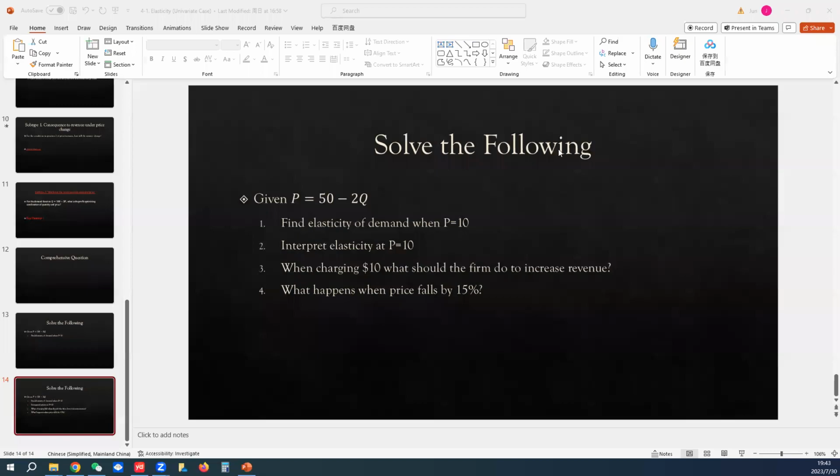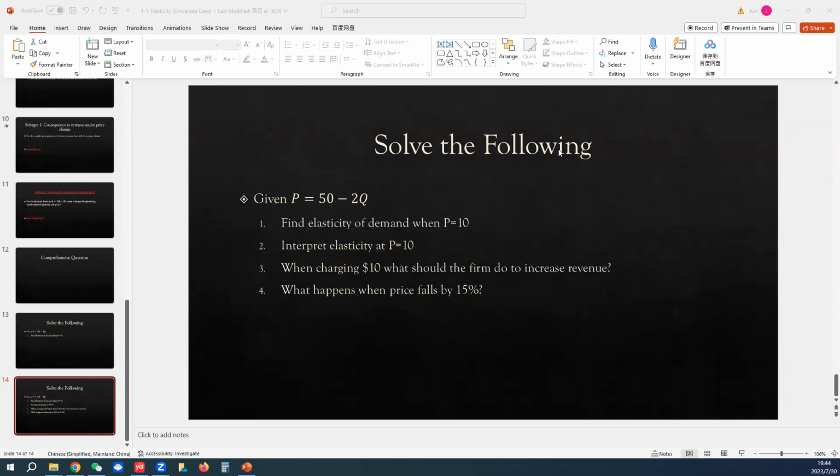So here I'm gonna demonstrate to you how to work out one comprehensive example question on elasticity. Let's quickly go through this question. Then I'm gonna turn to my document camera. P equals 50 minus 2Q. Let's find the elasticity when P equals 10, and then we interpret it.